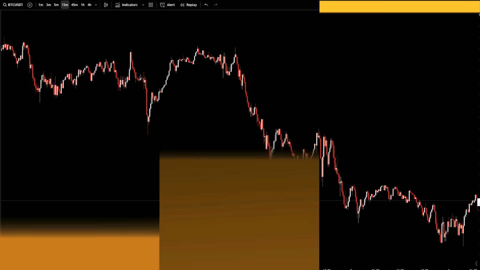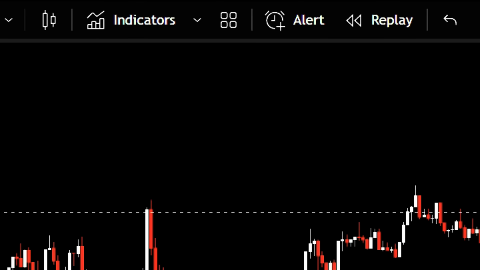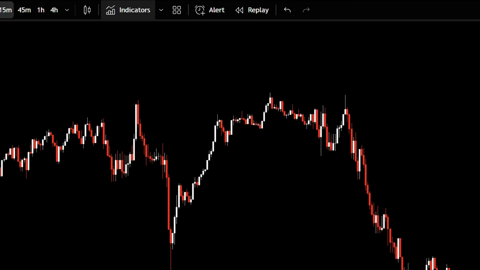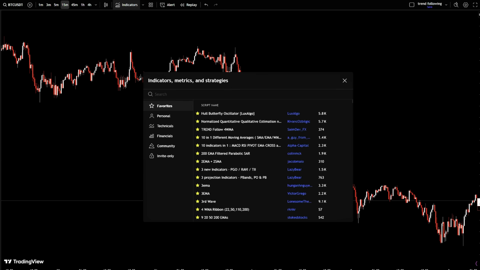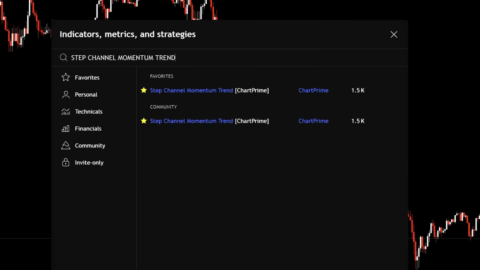Okay, let's hop over to TradingView. So here we are. First thing, just go up to indicators and type in Step Channel Momentum Trend. It's this one by Chart Prime. Let's add it to the chart.